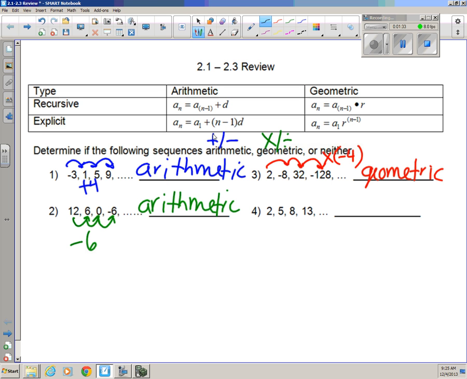And on the last one, I'm going from 2 to 5 to 8 to 13. I'm adding by 3. I'm adding by 3. I'm adding by 5. It's not a common difference. This becomes neither.